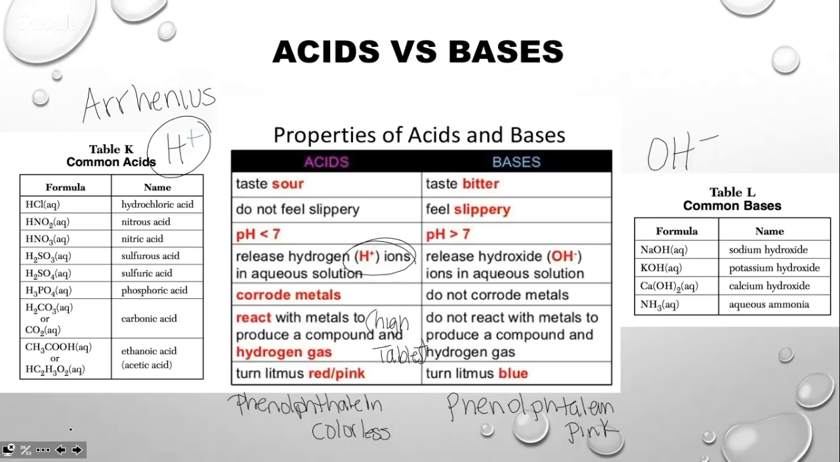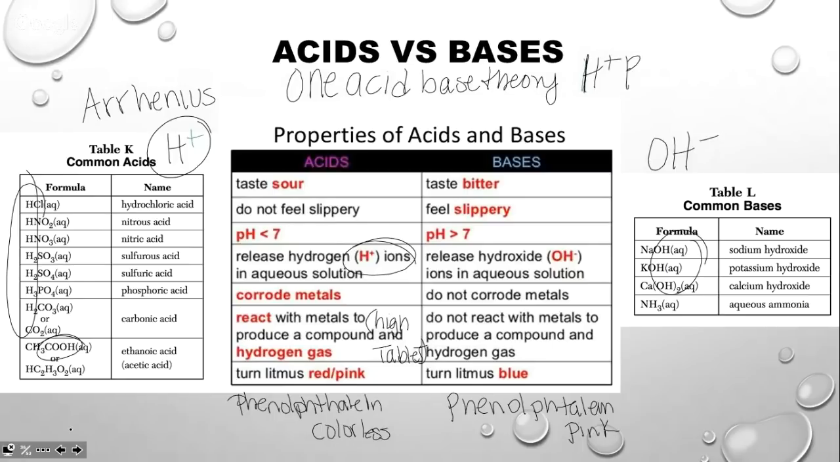Remember that bases are usually a metal in front of OH, and acids usually start with H or end in COOH. When we talked about the alternate theory, Bronsted-Lowry, remember it's H plus. For this other theory, H plus, bases accept, acids donate.